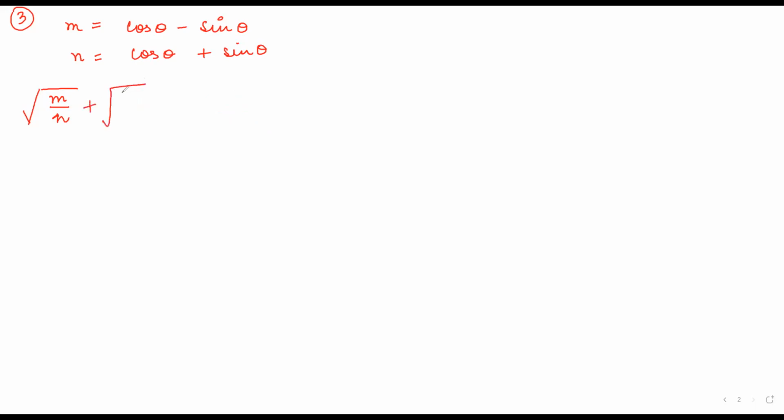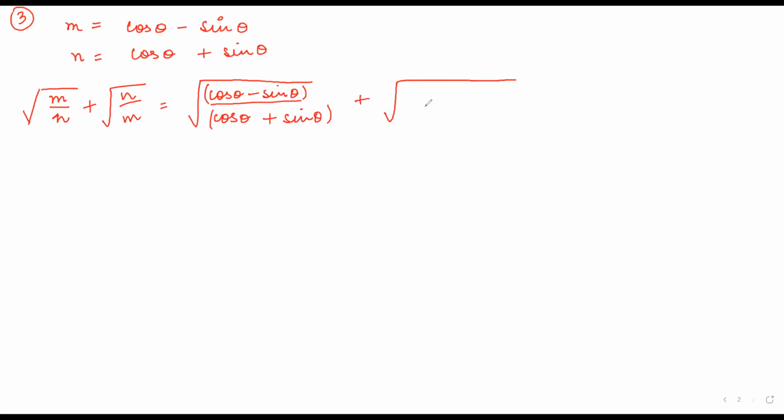Okay, plus under root n upon m. Right, now you write cos theta minus sine theta divided by cos theta plus sine theta, and put bracket, plus under root n is cos theta plus sine theta and then divided by cos theta minus sine theta. Okay.